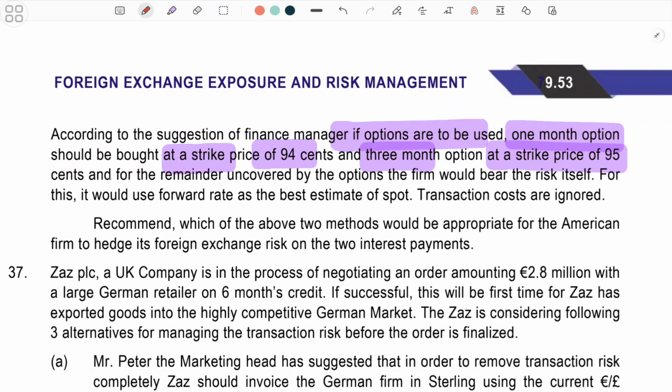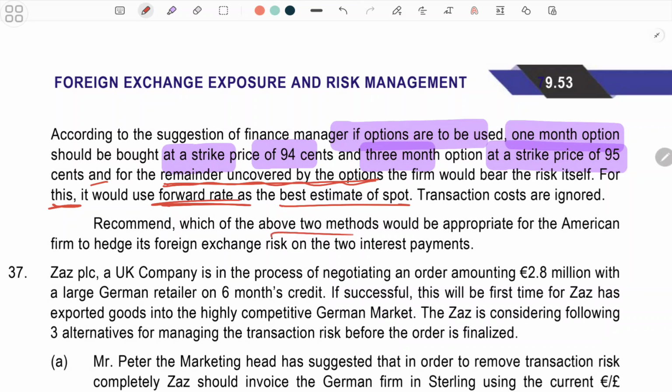Okay, one more thing they've said is, and for the remainder uncovered option, the firm would bear the risk itself. For the remainder uncovered option, the firm would use the forward rate as the best estimate of the spot. Okay, the forward rates are given to me. Great. Ignore the transaction costs.